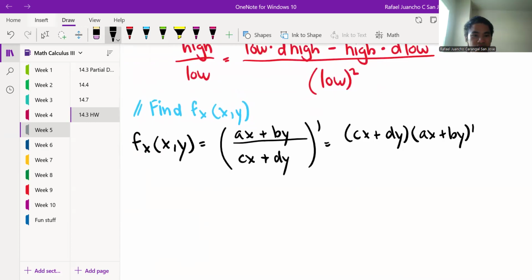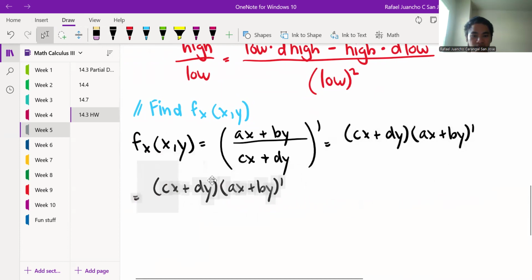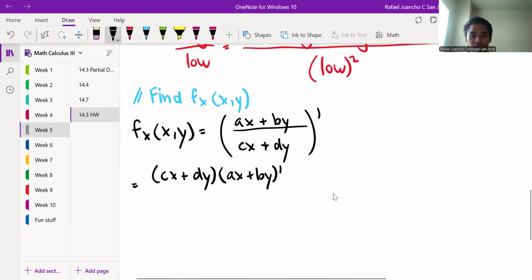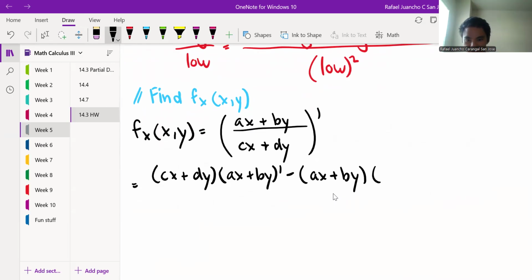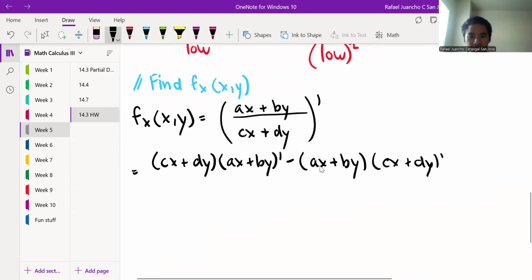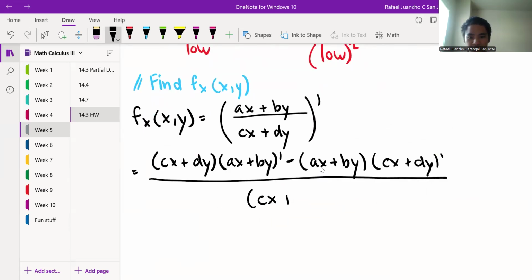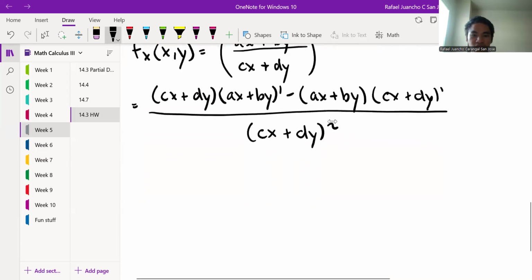Okay, this is too long. Let me put it down here. Minus high, so my numerator, d low, so the derivative of this, over low squared. And I continue. So what is this? Well, I keep this the same.